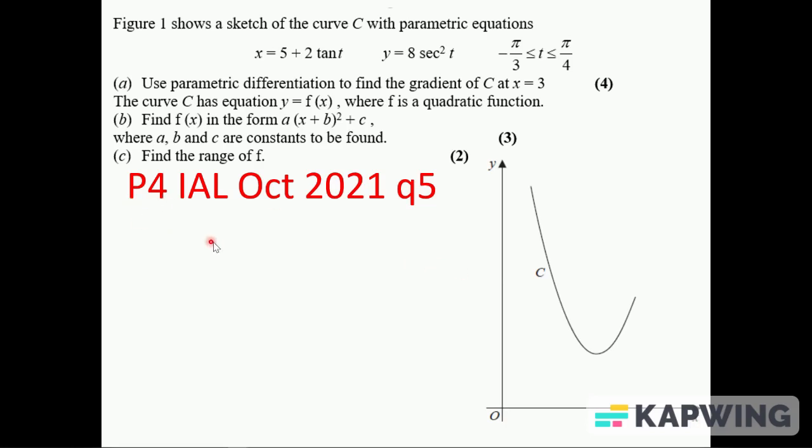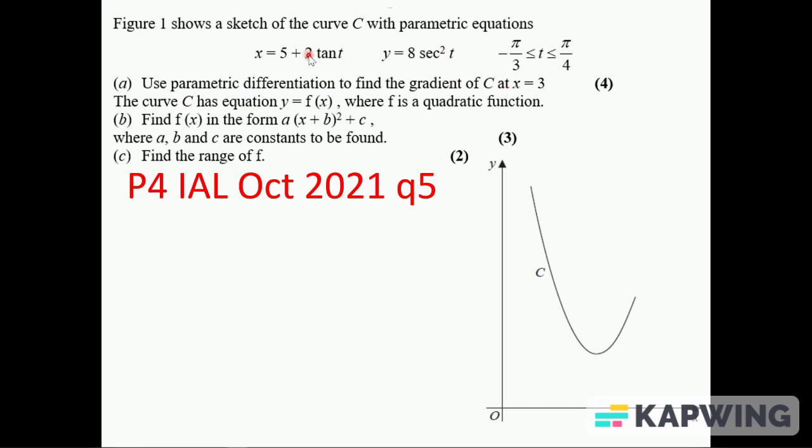Right, the International A-Level P for October 2021 question 5 is parametric equations here with trig functions and a restricted domain. You're given a little drawing of the curve C as well. So use parametric differentiation to find the gradient of C when x is equal to 3.